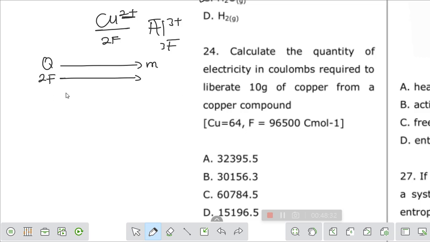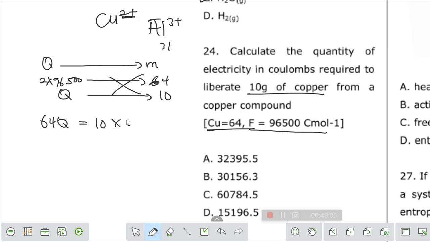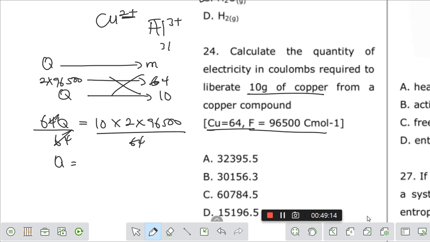Okay, let me be fast. They said 1 faraday here is what? 96,500. So it means 2 times 96,500 will now equate to the molar mass, so that will be 64. Now they give us another mass, which is 10 grams of copper. So that one will be written below this molar mass. So the quantity of charge that we're looking for, you write it here. Then you cross multiply. So 64Q is equal to 10 times 2 times 96,500 over 64. So Q will now be equal to, what will be your answer like that?